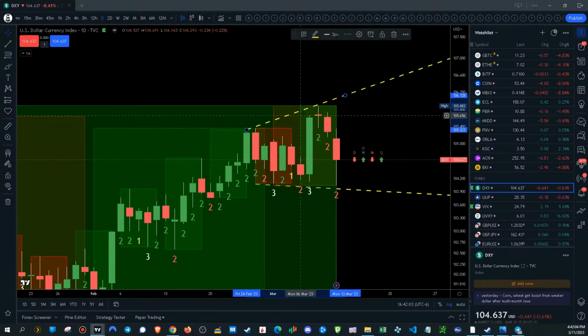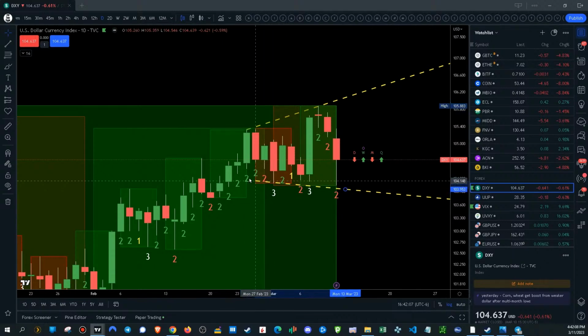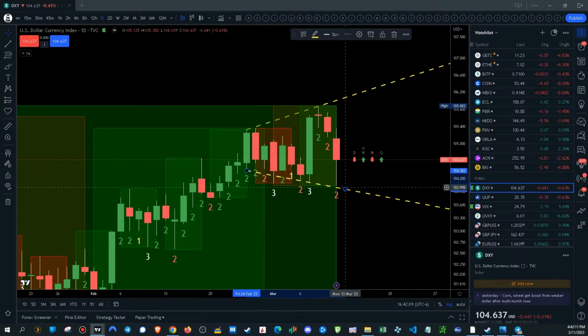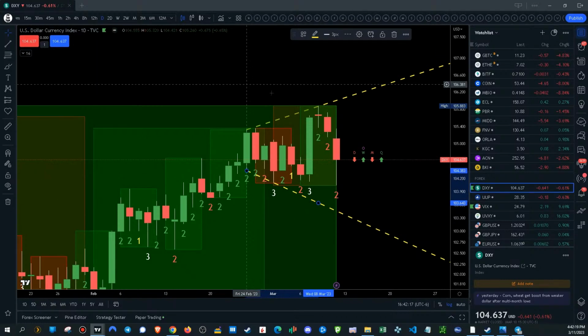Let's see. So here's your broadening formation here. Could go down here. Oof. Yep.